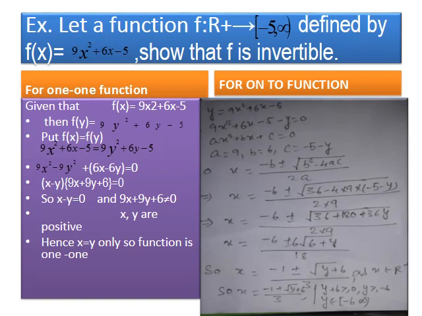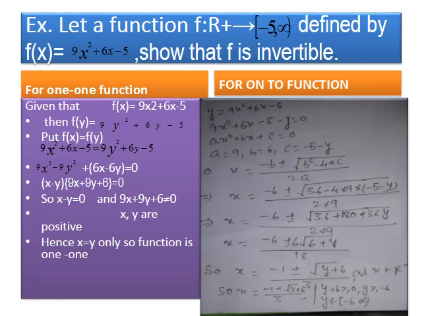equals 0. So here x minus y equals 0 and 9x plus 9y plus 6 equals 0, which is not possible because x and y both belong to the positive real numbers, and the sum of three positive real numbers can never be 0. Okay, so that's why we get only one solution, which is x equals y. So that's why this function is a one-one function.